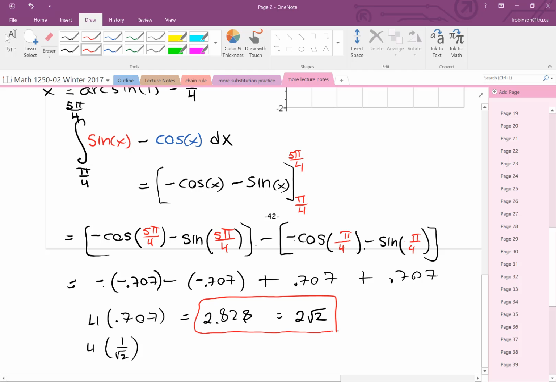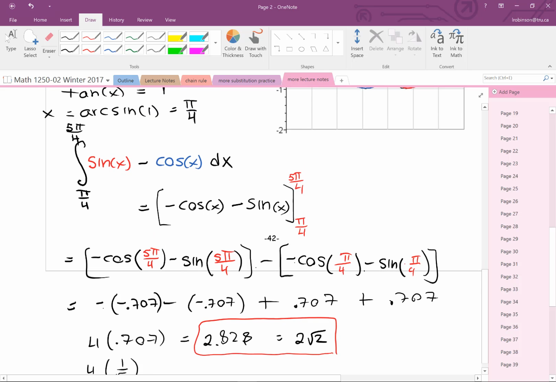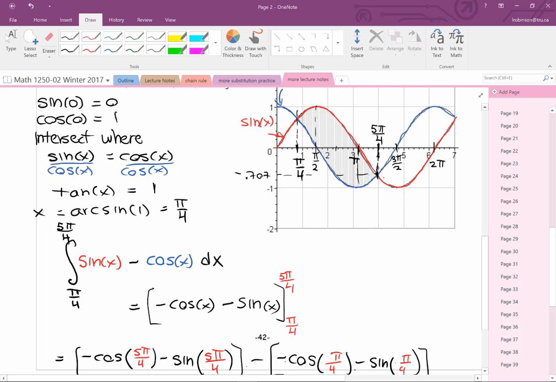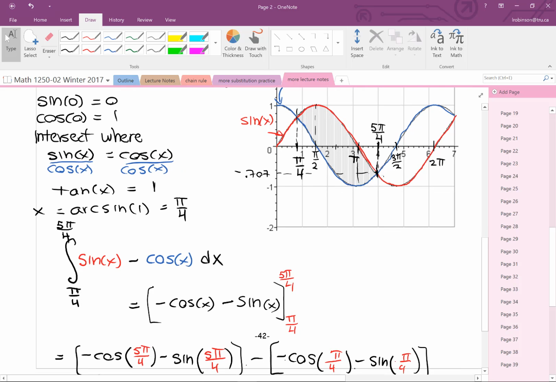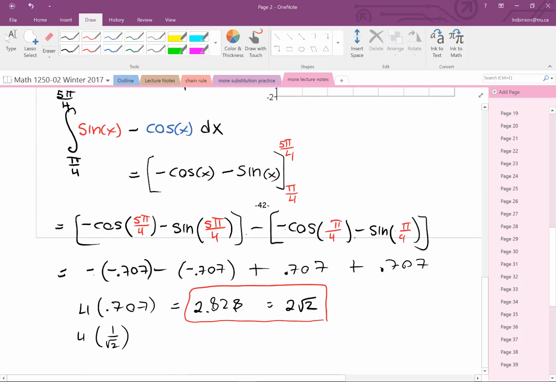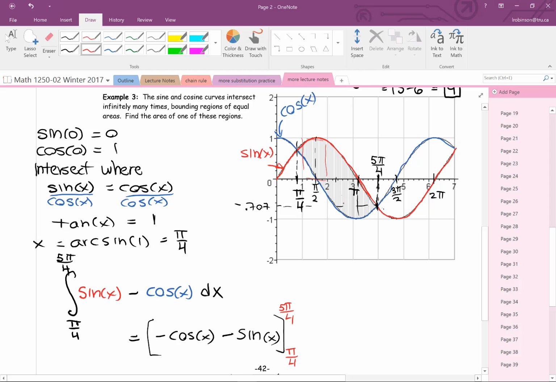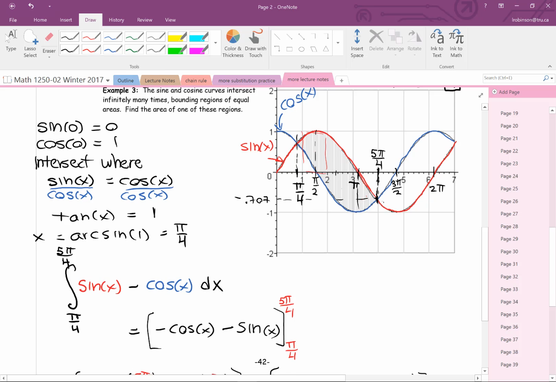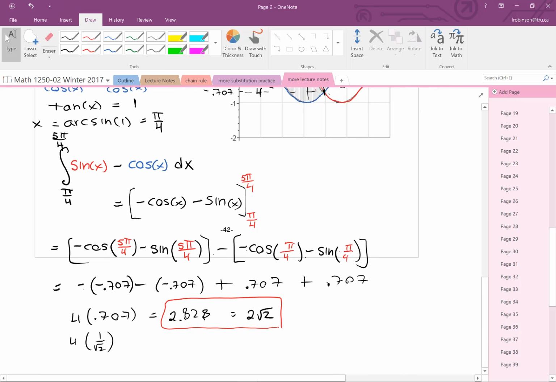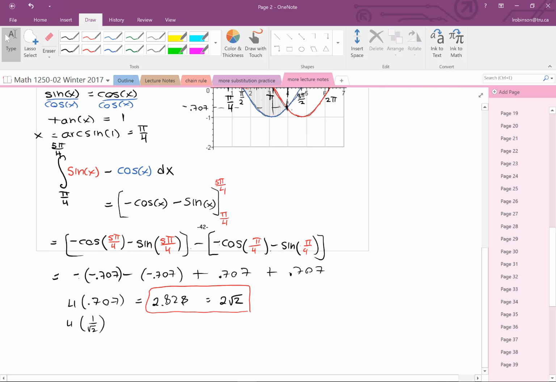Did anybody get a different answer? Each of those rectangular blocks is area 1, so seems sort of plausible. So we'll continue with this tomorrow.